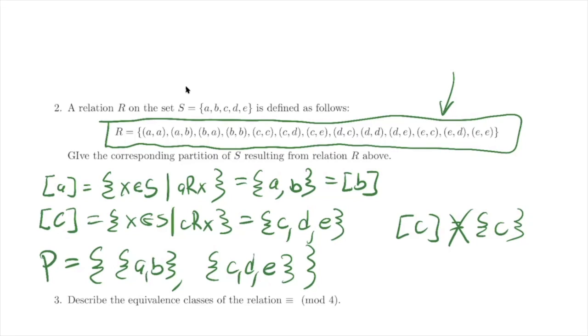Otherwise, I don't have any other questions in the queue. So if you've got something, feel free.